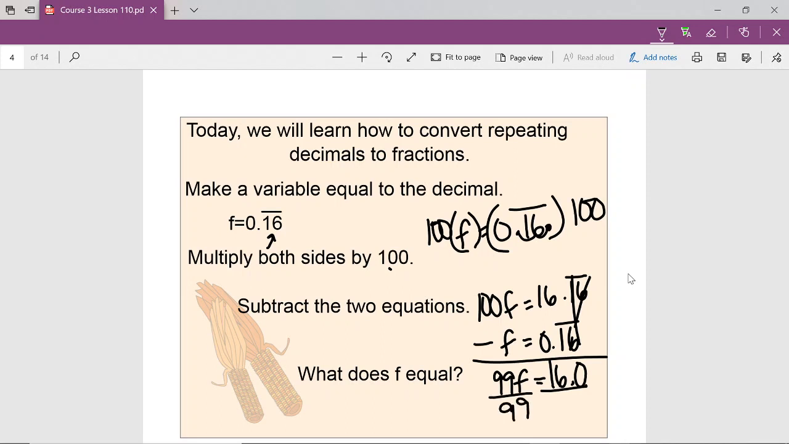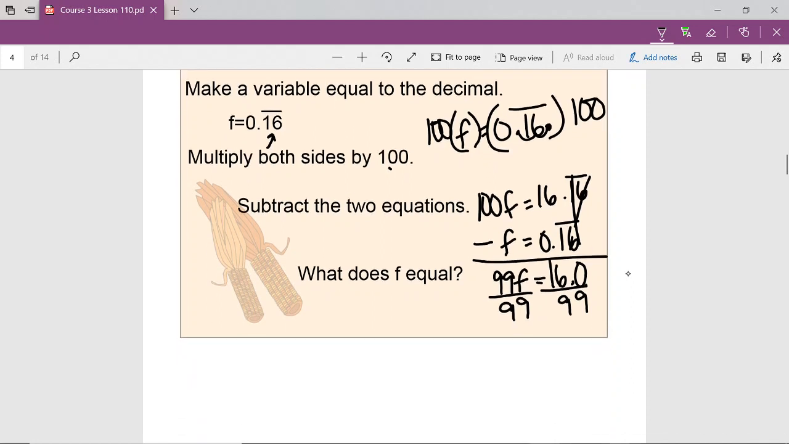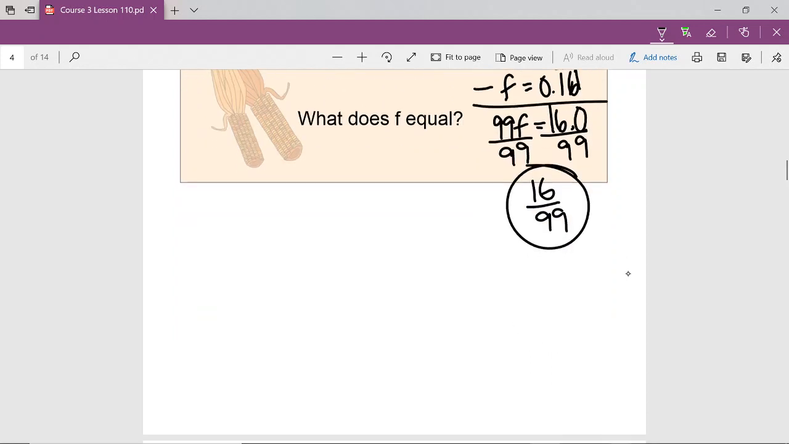Divide by 99 on each side. 16 divided by 99. And I look at that 16 over 99 and I say, yeah, that's the simplest I can go. That is actually my fraction for 0.16 repeating.